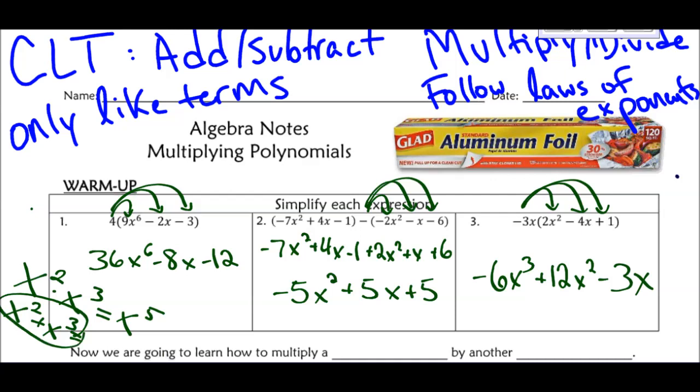Yep, Jason. I got negative 6x plus 12. So we're multiplying negative 3x times negative 4x. We're multiplying negative 3 times negative 4, that's the positive 12. And we're multiplying x times x. X to the first times x to the first.